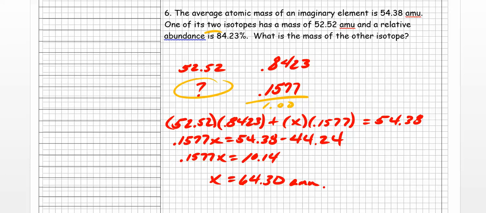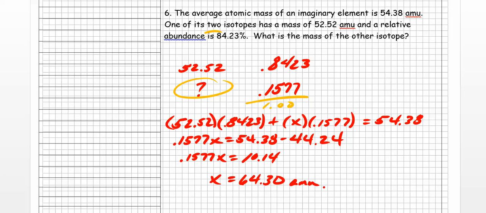And so what we've got then is the information that we need to solve this problem. Because remember, if I multiply the mass times the percentage for each isotope, then I'm going to get the average. Well, they tell me that the average, now this is a weighted average, but it's an average nonetheless, the average atomic mass of the imaginary element is 54.38. So 52.52 times 0.8423 plus, this is what I'm looking for, the mass of the other isotope, so I'll call it X, times 0.1577, and that's equal to 54.38.